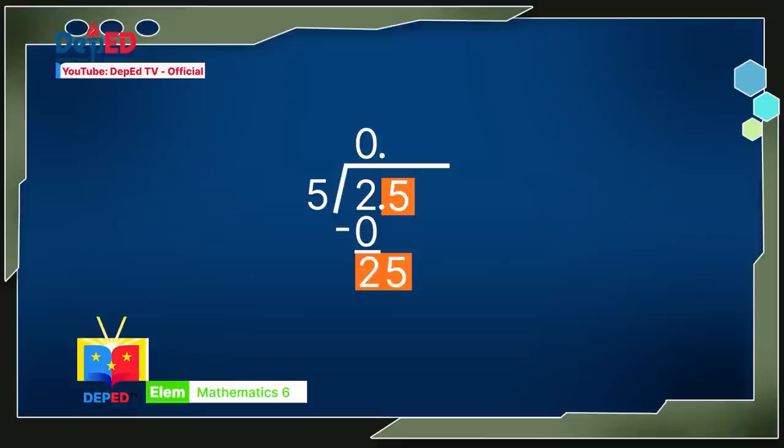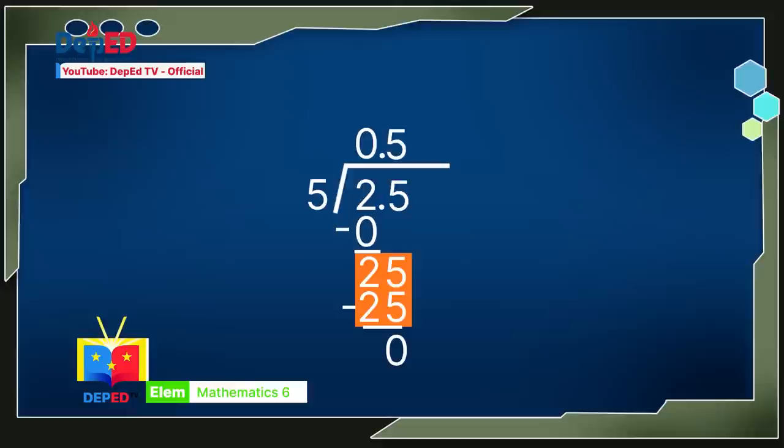25 divided by 5 is equal to 5. Next, multiply 5 by 5, which is equal to 25. Subtract 25 from 25, which is equal to 0. Since we don't have a digit left on the dividend to bring down and there is no remainder, we have finally arrived at our quotient, which is 5 tenths.